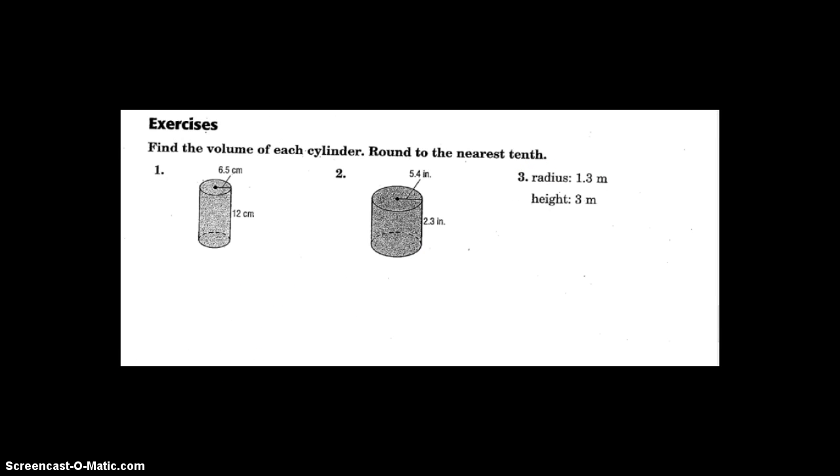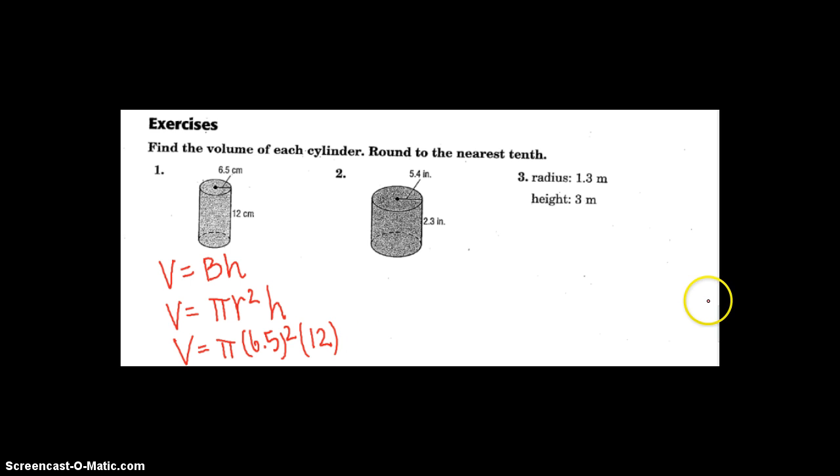Let me do one more with you, and I'll leave you two to practice on your own. So volume, anytime you hear the word volume, it's the area of the base times height. That's what you need to remember, bottom line. But for this problem, our base is a circle, so capital B is pi r squared, the area of my base times height. So now I'm going to plug in. I have pi, my radius they gave me is 6.5 centimeters squared, times height, which is 12 centimeters.